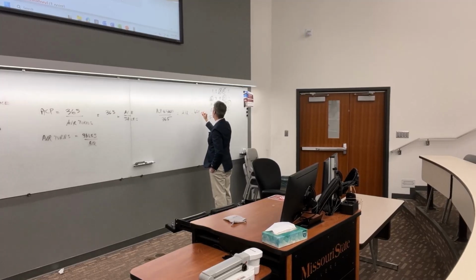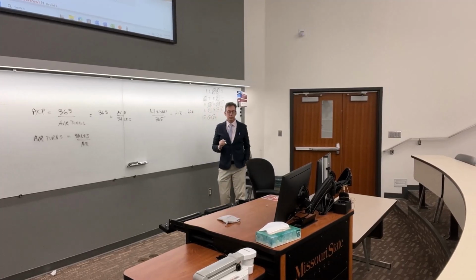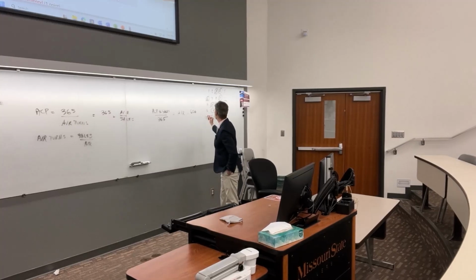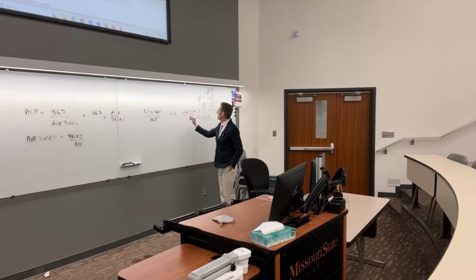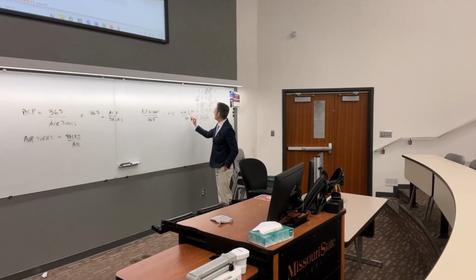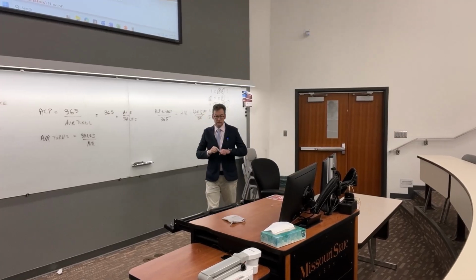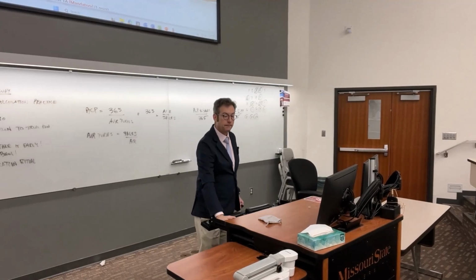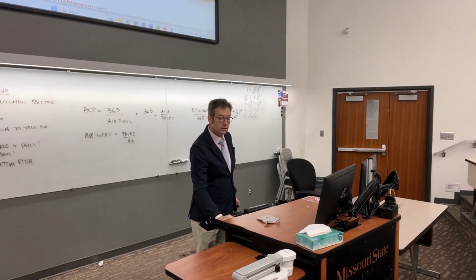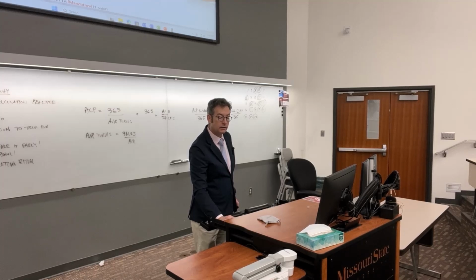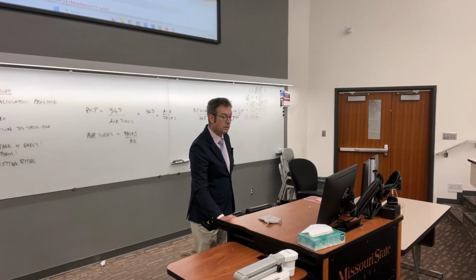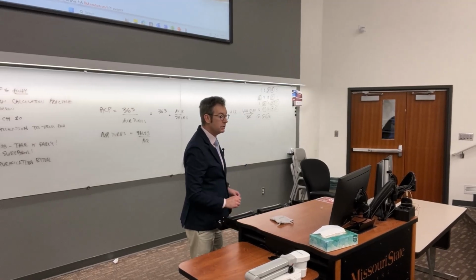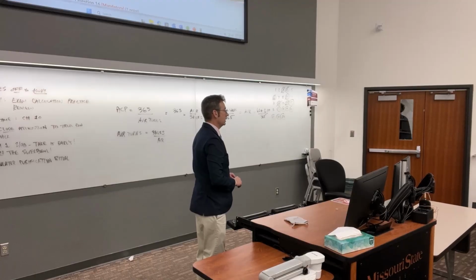60 multiplied by, what were the annual sales? 12 million. Divide by 365. 60 times 12 divided by 365. I'm getting 1.972600 million.